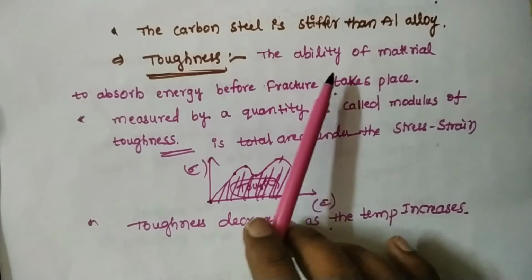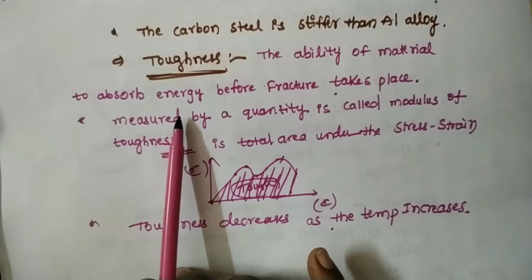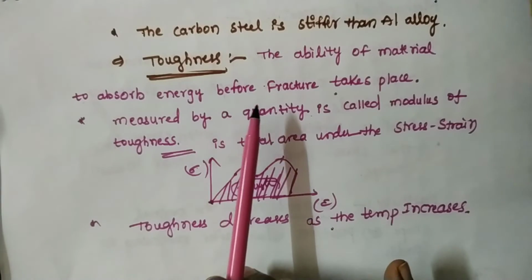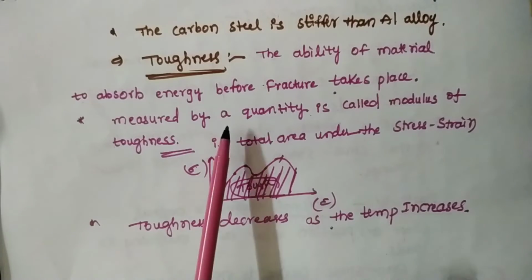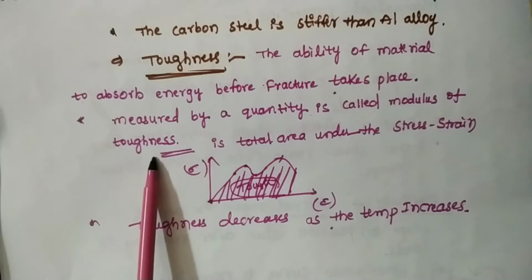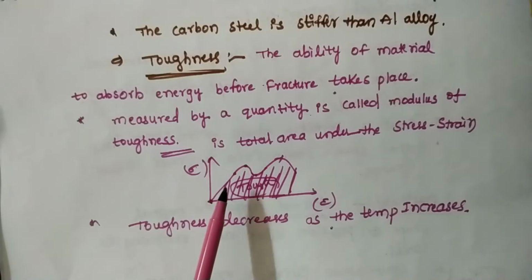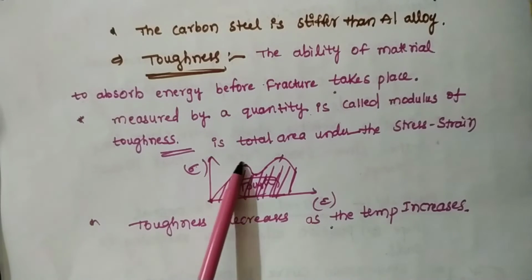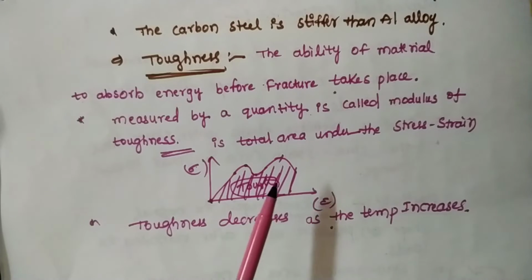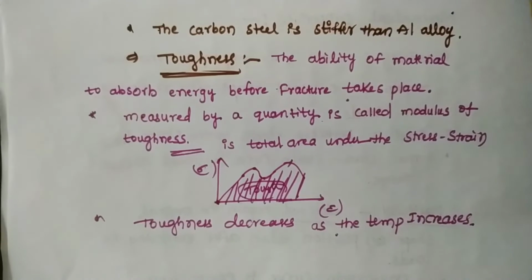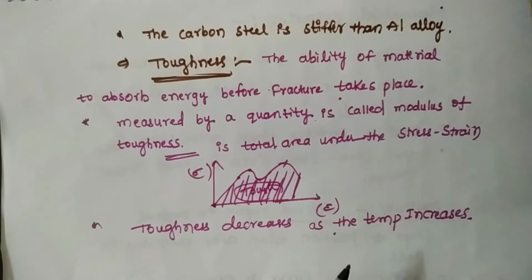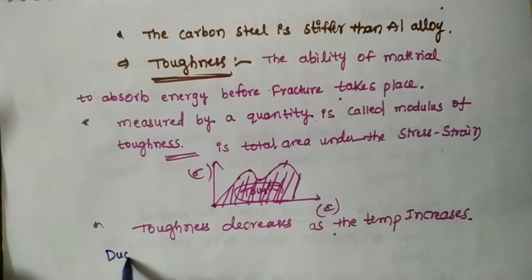So toughness means the ability of material to absorb energy before fracture. Toughness is measured by a quantity called the modulus of toughness, which means the total area under the stress strain curve. Toughness decreases as the temperature increases. Okay, the next property of material is ductility.